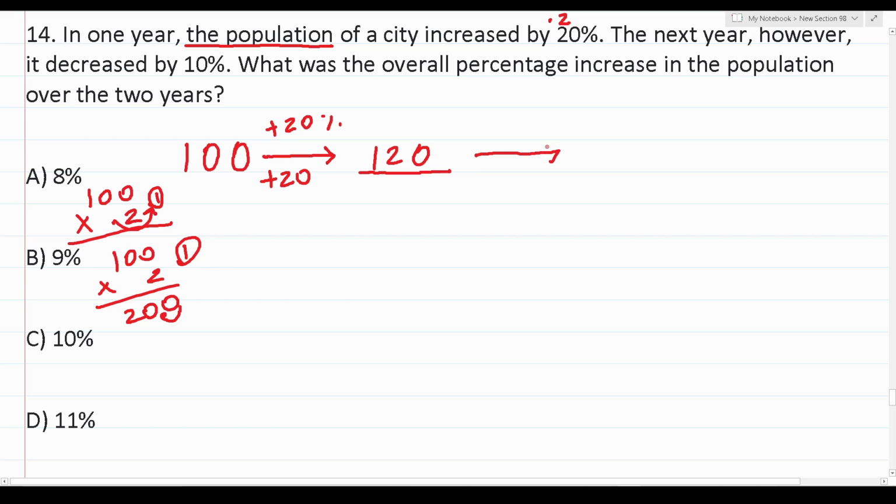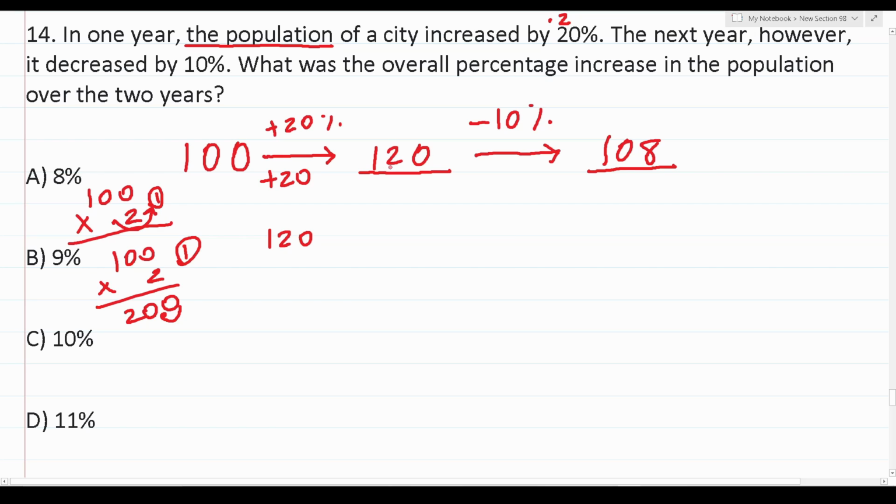And then we're told that the second year, our population decreased by 10%. So we're going to have to figure out what 10% of 120 is, and we're going to subtract that number away to get our final population. So that's going to be this, 120, and you should be able to do that in your head. Again, 10% of 120 is 12. 120 minus 12 is 108. But that said, let me go ahead and work it out.